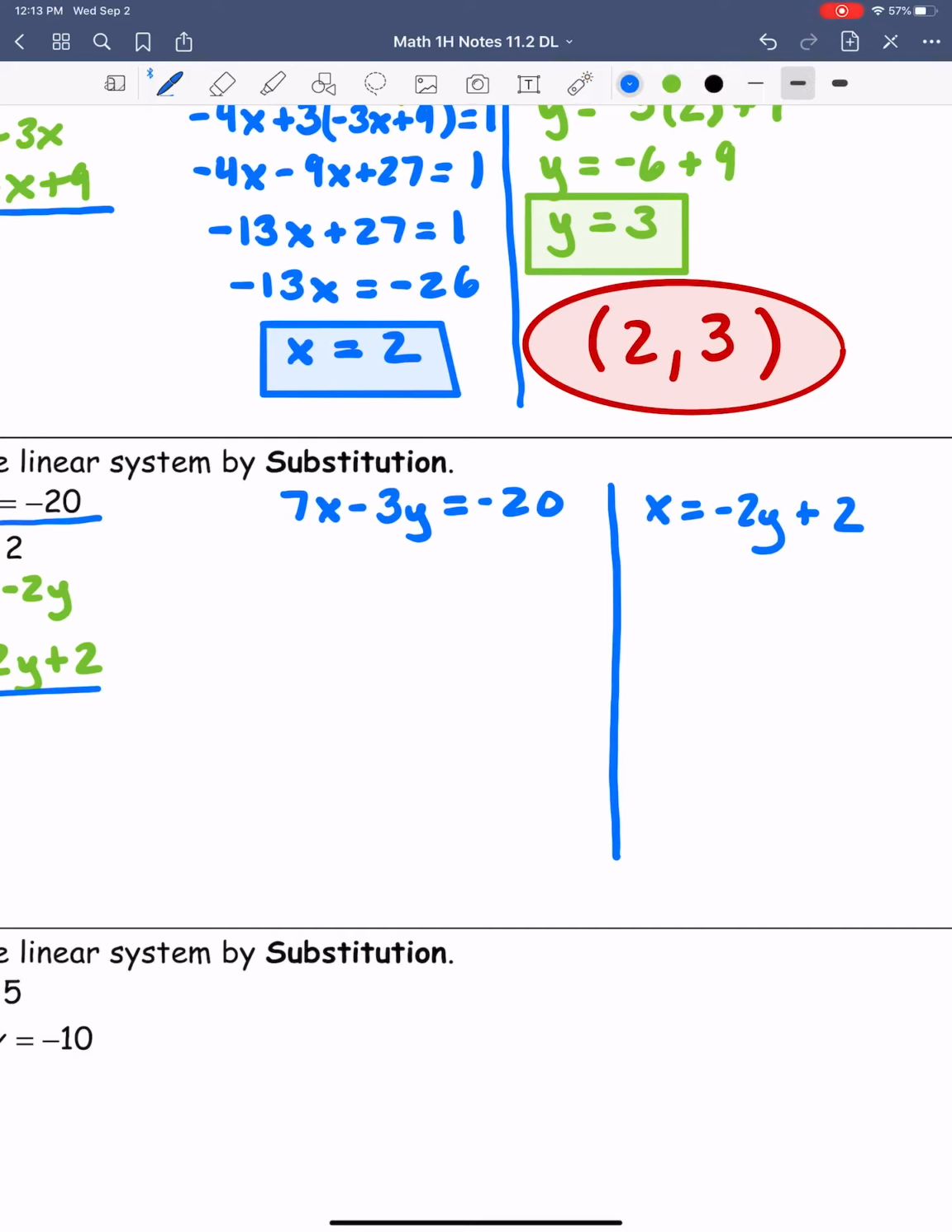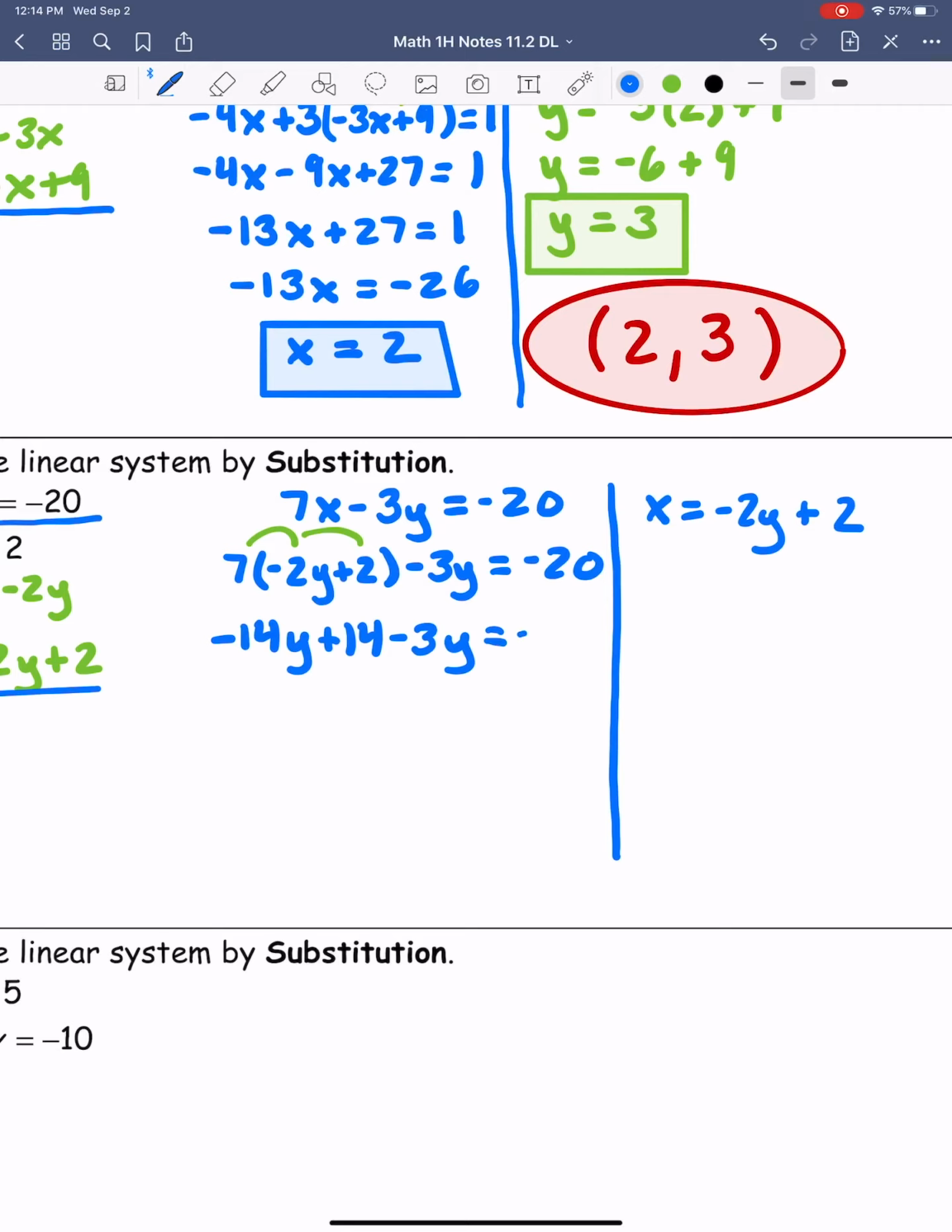So it's going to look like this. We're going to have 7, so notice that 7 stays where it is. And then instead of x, I'm going to put negative 2y plus 2, minus 3y equals negative 20. So once again, I took this piece here, negative 2y plus 2, and I replaced x with it. And so now we only have y's in our equation on the left side, so I'm going to go ahead and solve that. It's going to require some distribution. So we're going to end up here with negative 14y plus 14 minus 3y equals negative 20.